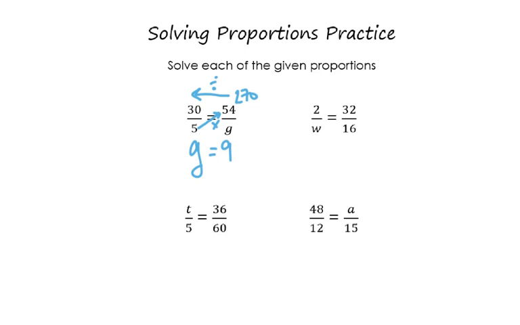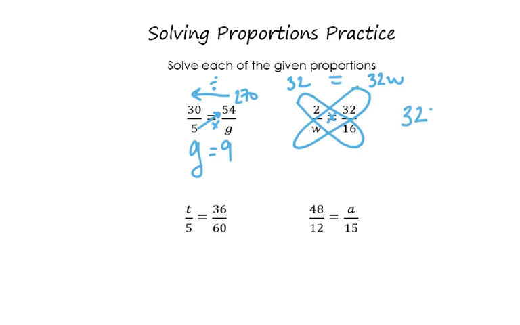The other way that you can do these is called the butterfly method. You make a butterfly, and you multiply across your wings. So we would have 16 times 2, and that gives you 32. Then W times 32 gives you 32W. You can set these equal, and now you have an equation to solve.